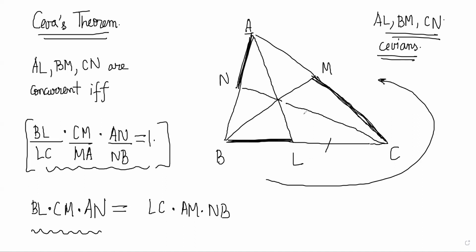So this way you can easily remember: you are taking three alternate segments on the sides. Start from the BC side and take the BL segment, then skip this segment, take this segment, skip this segment, take this segment. The product of the three alternate segments is equal to the remaining three segments' product. So that is the statement of Ceva's theorem. What we'll do is first of all do a quick proof of Ceva's theorem.